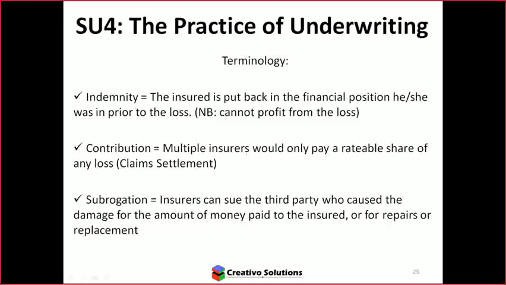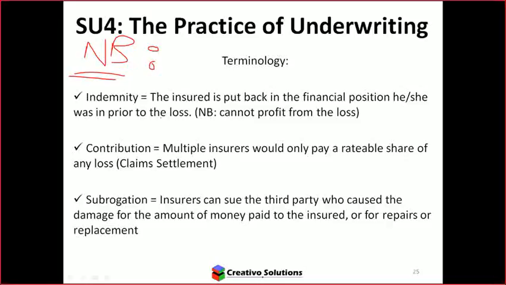Okay, so those are the three definitions, very important definitions. As I said earlier, these are three that come up often. They look at indemnity, they look at contribution, and they look at subrogation. To define each of them, I've tried to summarize each of them in one sentence. Indemnity is the insured is put back in the financial position he or she was in prior to the loss. So when we talk about indemnity or indemnify, we're looking at trying to create a scenario where you haven't lost anything because you've been put back in the position you were before.